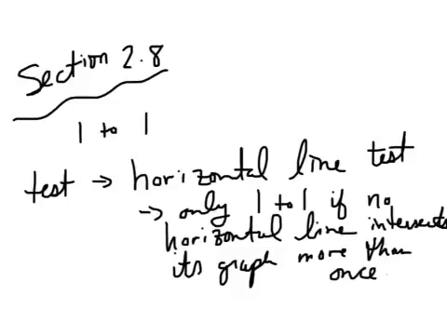Okay, so for example, the parabola is not one-to-one. When I put in x squared, for instance, if I put in 2, I get 4, but if I put in negative 2, I also get 4, and that's not one-to-one. When they share a common y, it's not one-to-one.